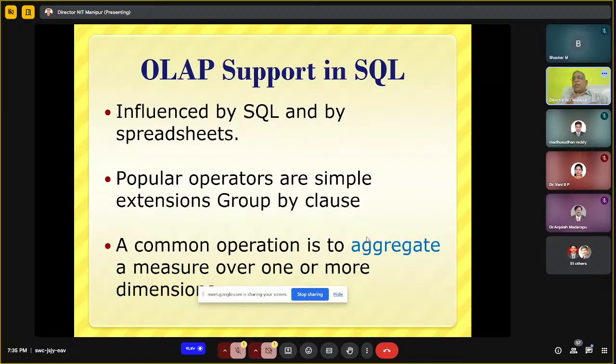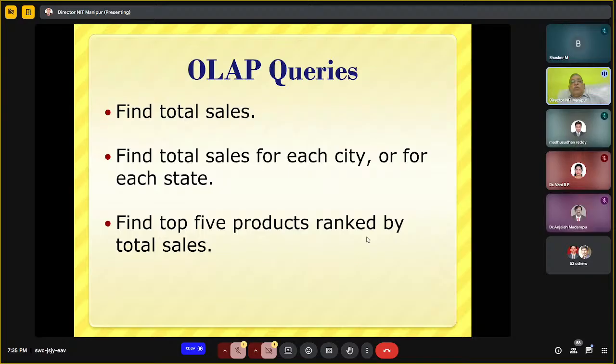So therefore, whenever you write an OLAP query, it is always linked with aggregation. Aggregating a measure over 1 or more dimensions is taken care of as a common operation. In the earlier example, I have taken participants as 1 dimension. I am aggregating participants over cadre designation. So therefore, I get simplified rows. That's what OLAP does, right? So OLAP queries always ask, find total sales, find total participants.